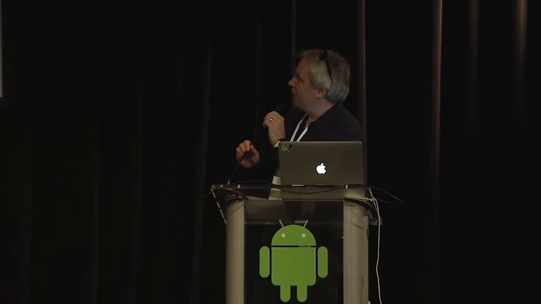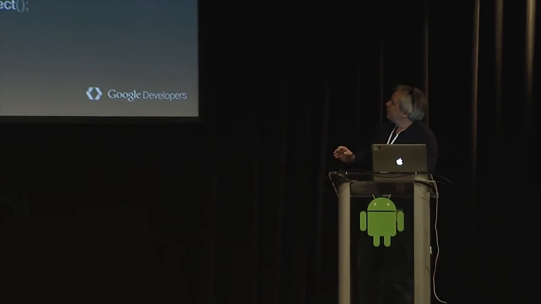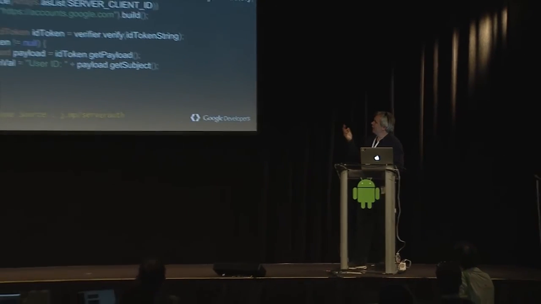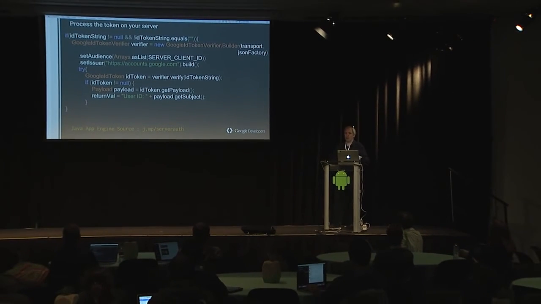Here's how you process the code on your server. Sorry, I need to turn around because I can't read it on my laptop. So first of all, the ID token string is that token that's come from your Android client, has been posted to the server just as a string on an HTTP post, or hopefully an HTTPS post, a secure post, and you get your ID token. So you want to just check if it's not null.